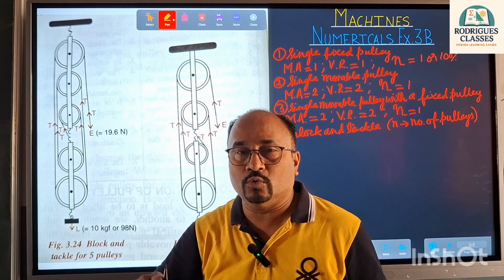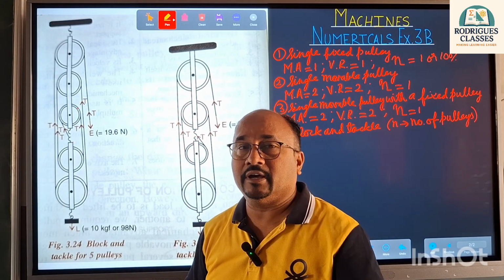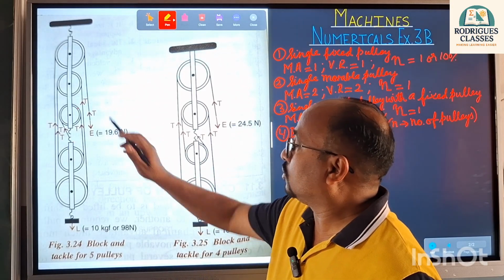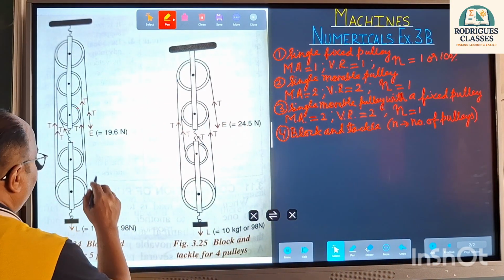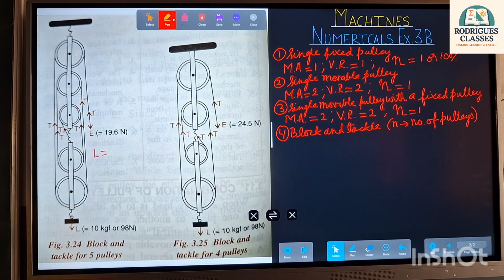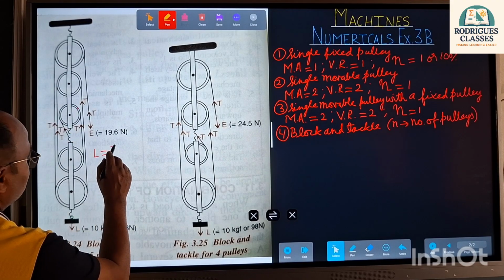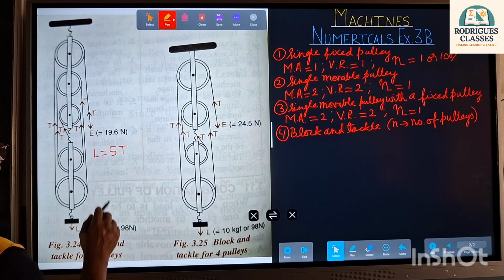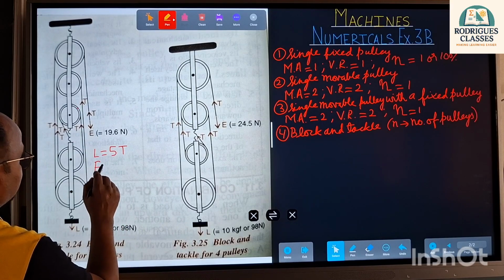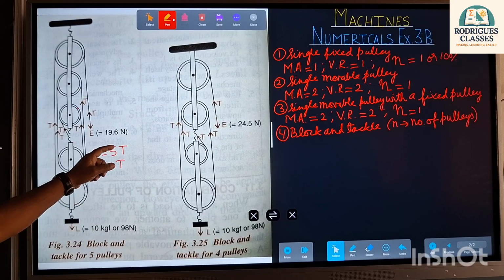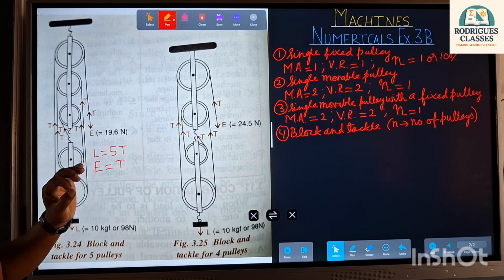Effort is acting downward in this case. There will be another case where the effort is acting in the upward direction also. So here the load altogether is balanced by how many tensions. Take a look, 1, 2, 3, 4 and 5. These tensions are balancing the load. So you get 5T, and the effort is being balanced by a single T. So if you go to find the mechanical advantage, 5T by T will give you 5.